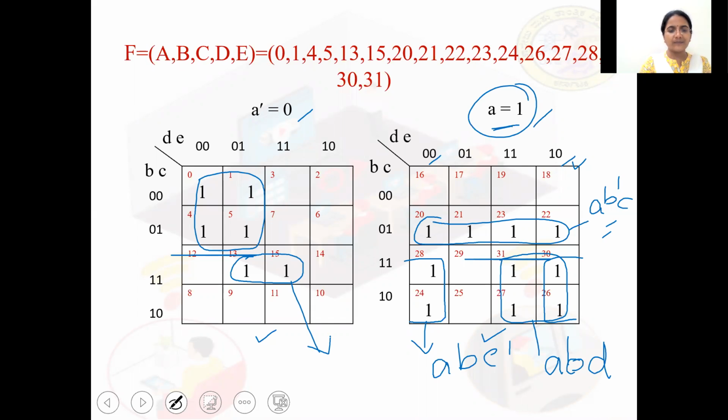Next, we can group this 13, 15. And what you will get? You will get A bar from this K map, and then B, C, and then E. Next, for this quad, we are getting A bar, and then B bar, and after simplifying these two columns, we are getting D bar. The final expression contains all the terms because in this all are unique.